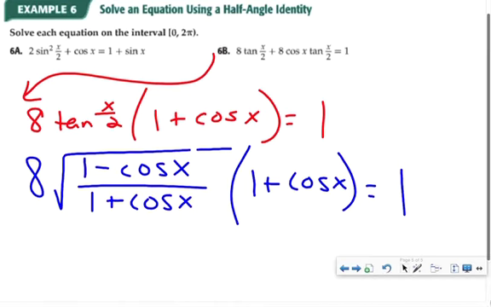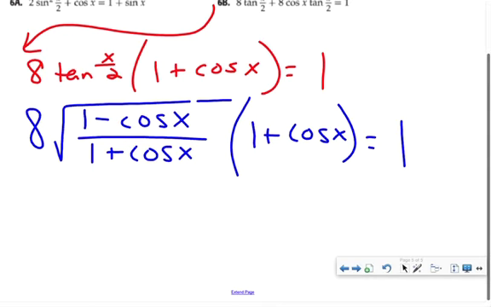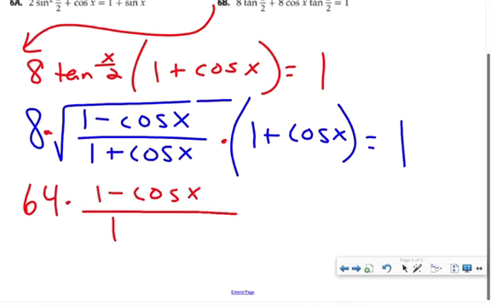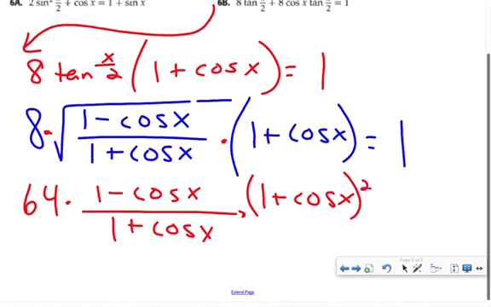So what's going to happen when I square the whole equation? Let's look at everything that is happening in this equation. I've got 8 times that radical times that, so I don't have any weird foiling I need to do here just yet. Okay, so I'll have 64 times 1 minus cosine x over 1 plus cosine x times the quantity 1 plus cosine x squared equals 1.